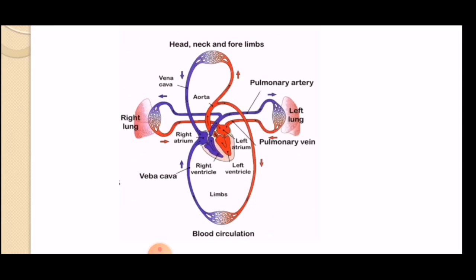So the wall of the left ventricle is thicker than the right ventricle. Why? Because the left ventricle pumps blood to all the body cells, while the right ventricle pumps blood to the two lungs only.